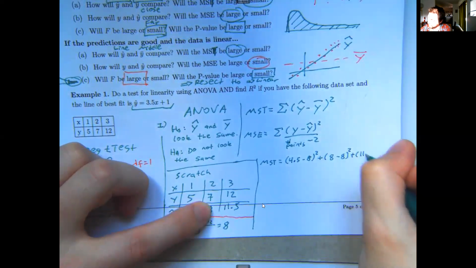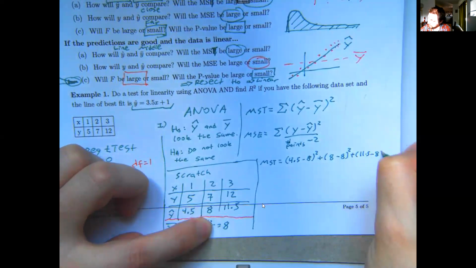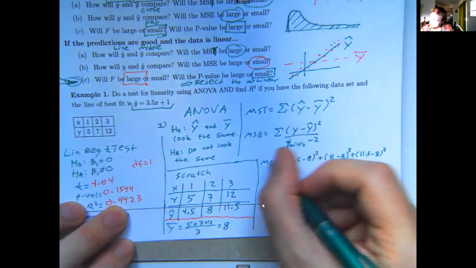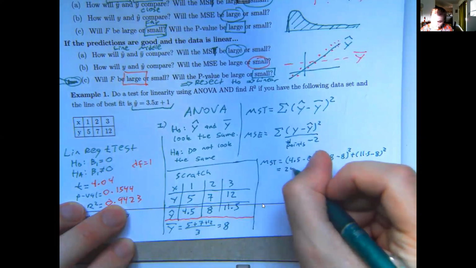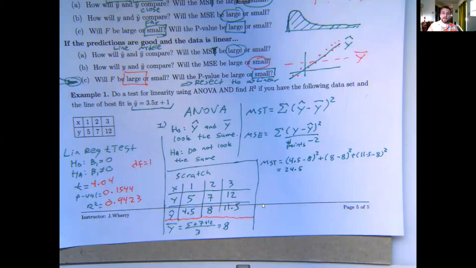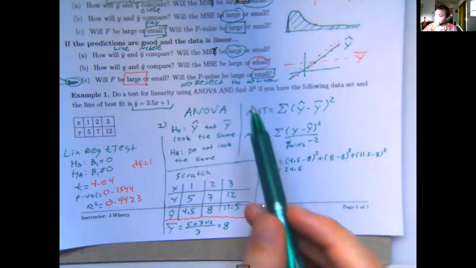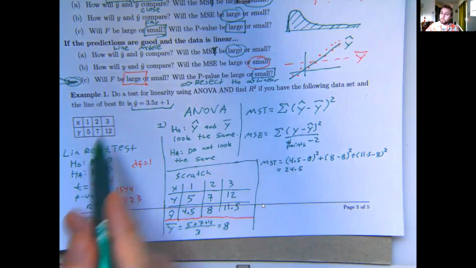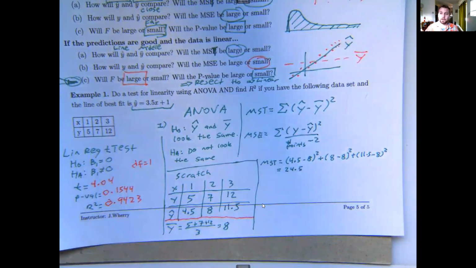Next one, 11.5 minus the 8. And when I do this, I end up getting a mean square of the treatment of 24.5. And that seems like a pretty large number to have for a variation between groups. Usually a large variation between groups means that you have evidence that something is linear. We're going to hold on to that thought, though, because again, you have a really small sample size, so it's going to take a lot to convince me.